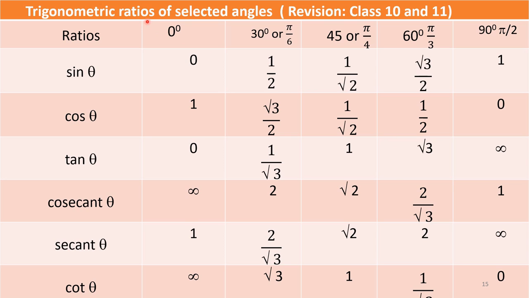Here in this table, we have given the trigonometric ratios of selected angles. This is also revision of class 10 and class 11. These relations are given: sine of 0 is 0, sine 30 is half, sine 45 is 1 by root 2, sine 60 is root 3 by 2, and sine 90 is 1. Similarly, the values for other ratios are given for different values of theta: theta equals 0, 30, 45, 60 and 90, with the corresponding trigonometric ratios. Please study, note down and use it while solving your problems.